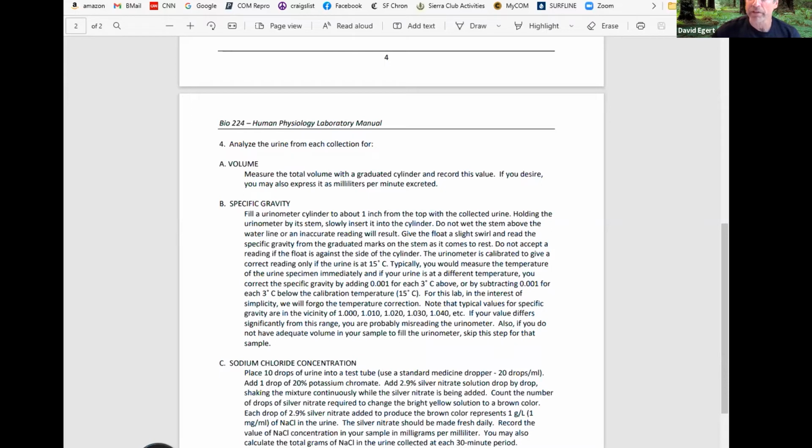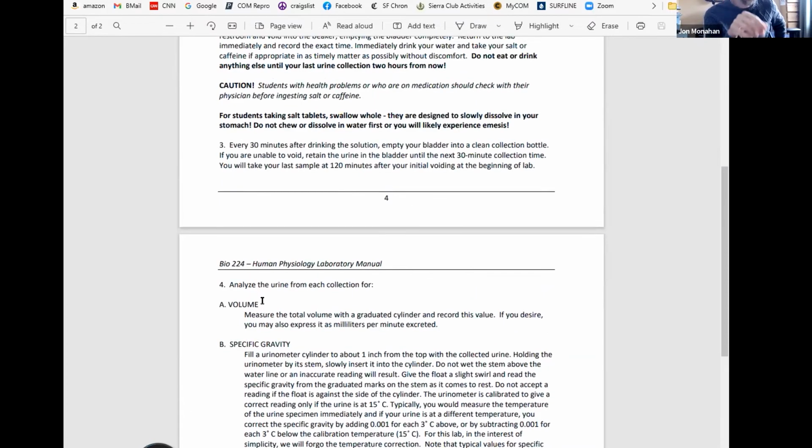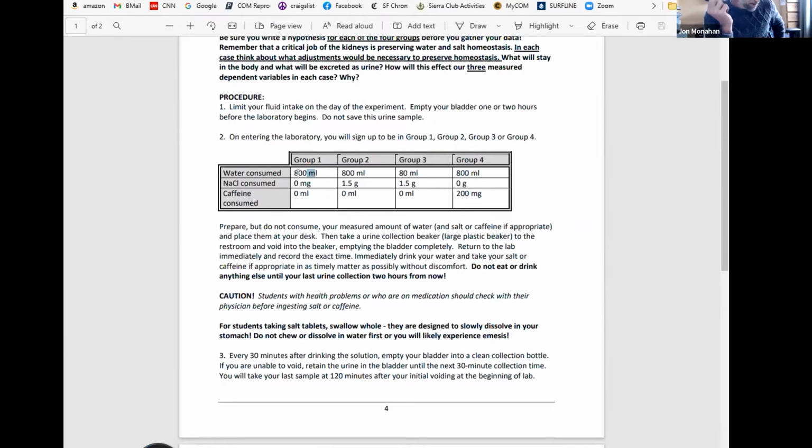And how that would motivate your hypotheses. So an example would be, I expect somebody who drinks 800 milliliters of water, I expect that drinking that much would increase volume, decrease specific gravity, decrease salt concentration. Right. And then you would always have the why part as well.